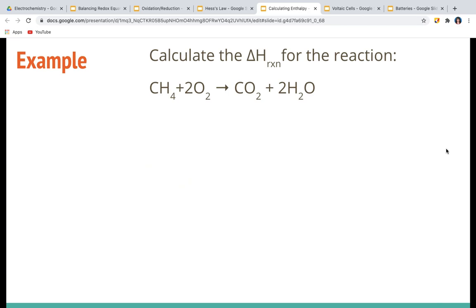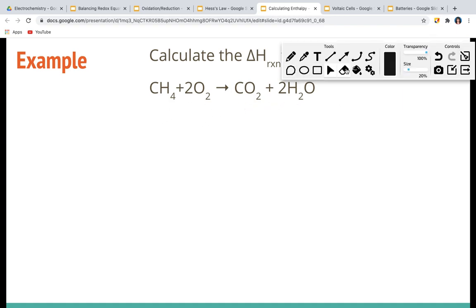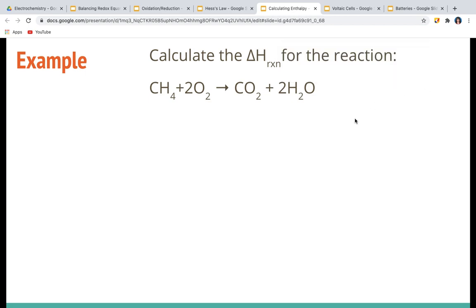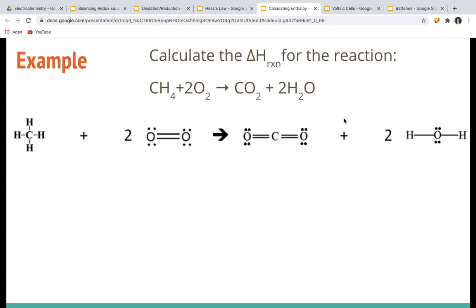So we're going to calculate the enthalpy of the reaction for CH4 combusting. So what we're going to need to do first is draw the Lewis structures. But in the interest of time, to make sure this video isn't super long, I'm going to give you the Lewis structures. So we have methane here, oxygen, carbon dioxide, and water.